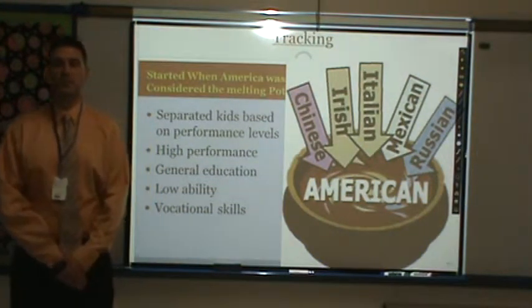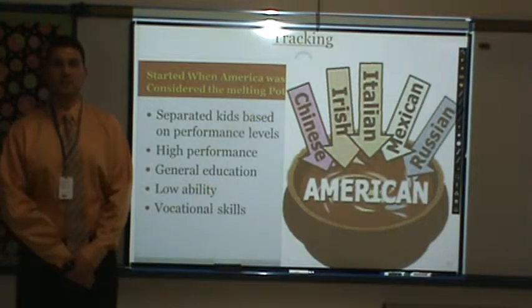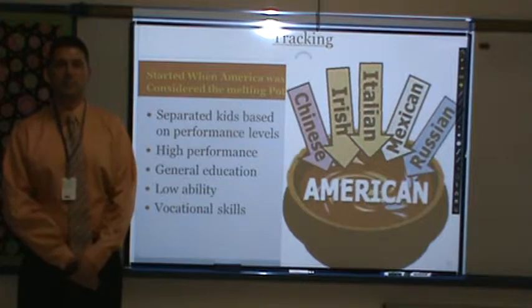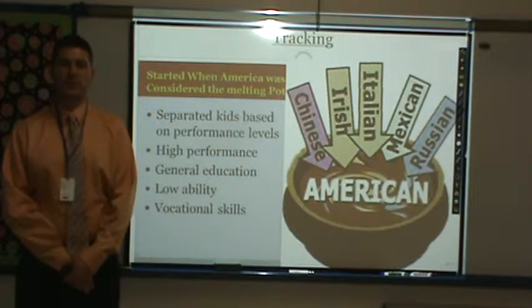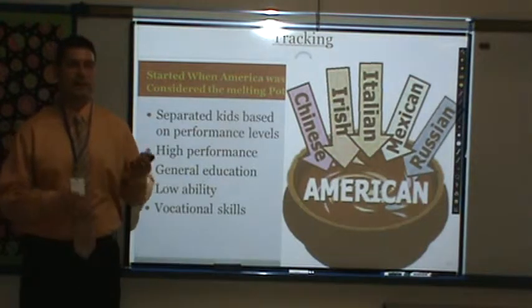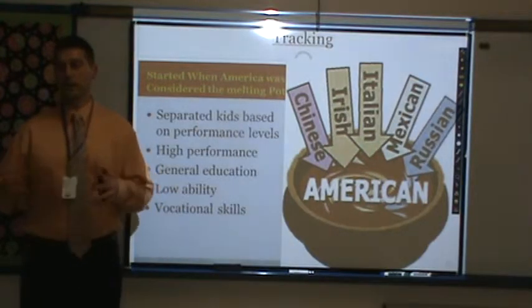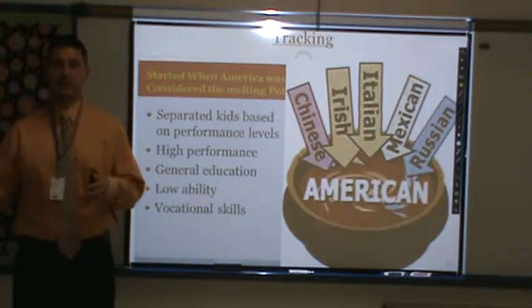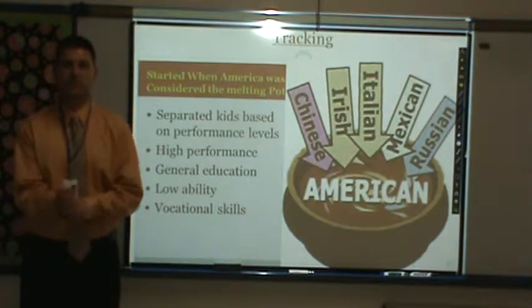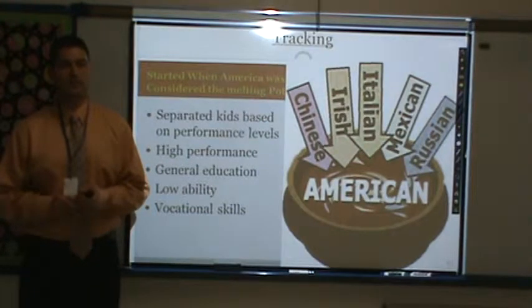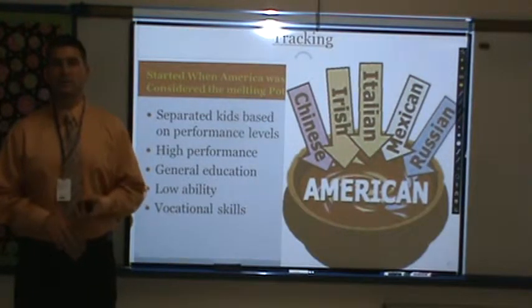Right now I'm going to introduce how it was started. When America was considered the melting pot and there was an influx of immigrants into the United States, the educational system started tracking students based on similar ability levels. The tracking system became separate from the student population by putting them into either the high-performing track, your average general education track, and then your low ability level track, along with vocational tracks for students. It wasn't uncommon for people to graduate from high school and go directly into the workforce.